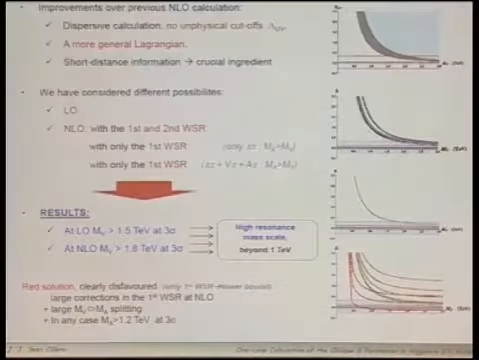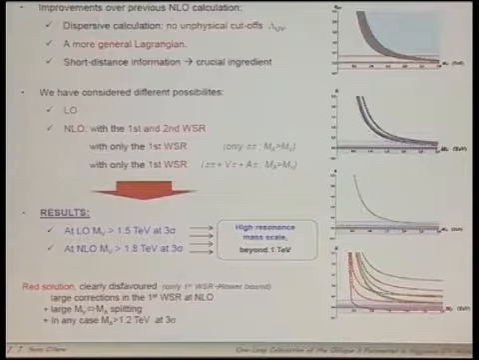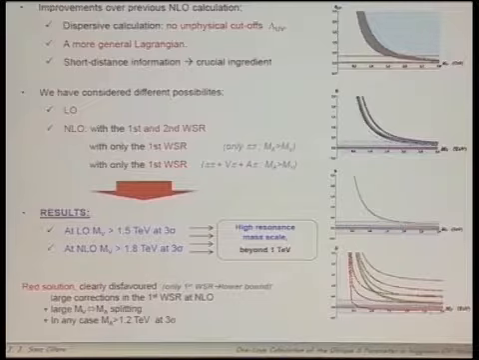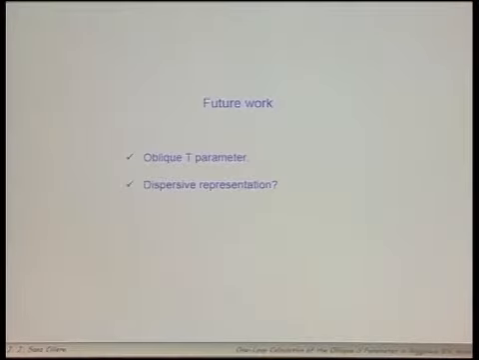So, conclusions. We have performed improvements with respect to previous next to leading order calculations. We use a dispersive calculation with non-physical ultraviolet cutoffs, a more general Lagrangian, introducing short distance information, and from the analysis of leading order and next to leading order with different hypotheses, the result is that, in general, the higher resonance mass scale is always well beyond 1 TeV. And future work: the oblique T parameter, and possibly finding some dispersive representation. And sorry for the extra minute.